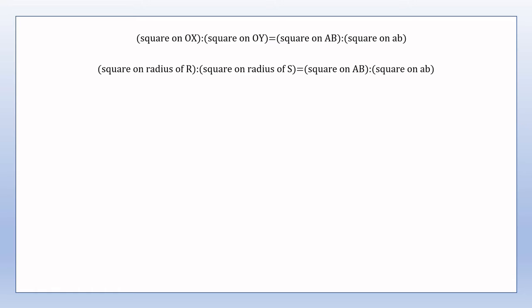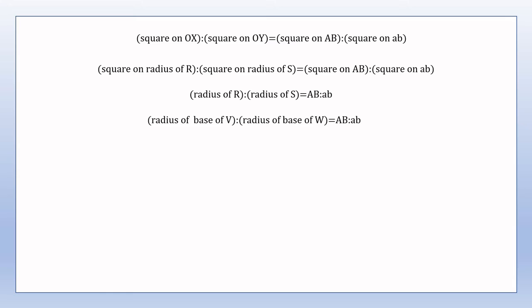Therefore we have that if the square on the radius of r to the square on the radius of s is equal to the square on uppercase AB to the square on lowercase ab, then we also have that the radius of r to the radius of s is equal to uppercase AB to lowercase ab. Therefore, the radius of the base of V to the radius of the base of W is equal to uppercase AB to lowercase ab. But we also have that the height of V to the height of W is equal to uppercase AB to lowercase ab, as already shown.